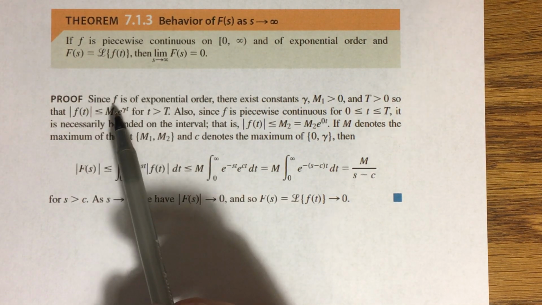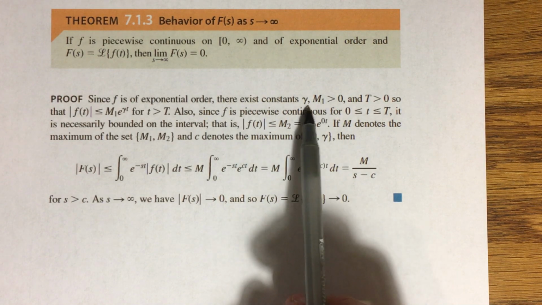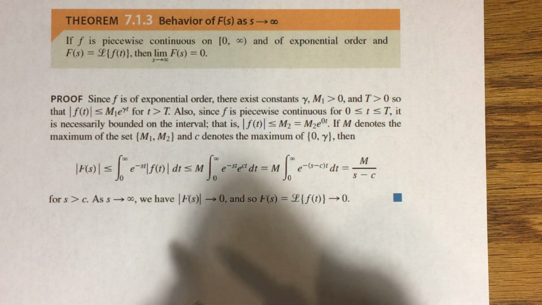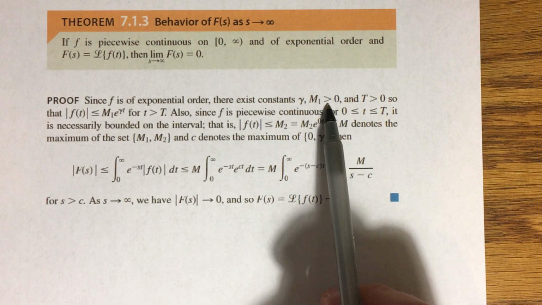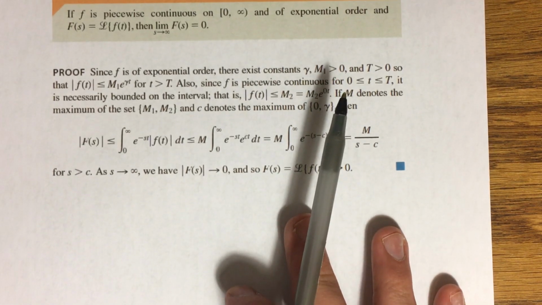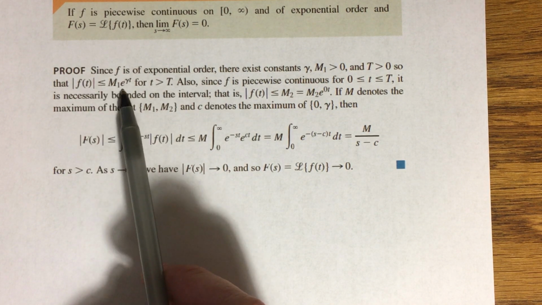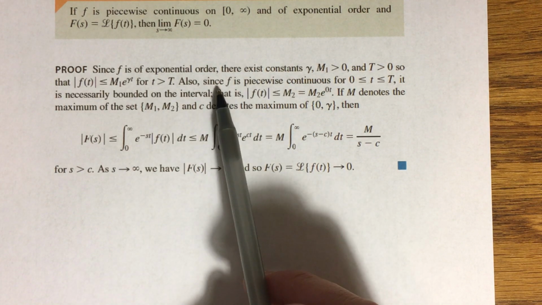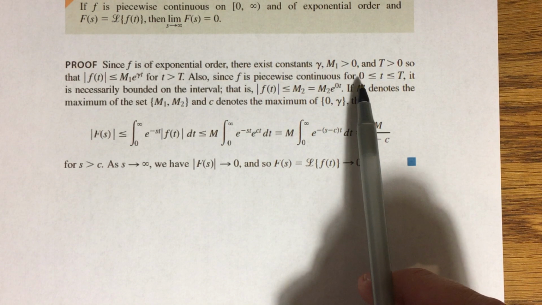So once again, we're assuming that f is of exponential order, which gives us the following. We have this constant gamma, which we're using in place of c in the definition of exponential order, M1, which is positive, and T, which is positive, so that by the definition of exponential order, the absolute value of f of t will be less than this exponential function, as long as t is greater than capital T.